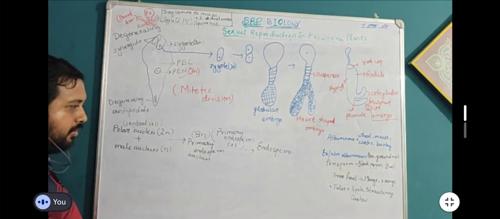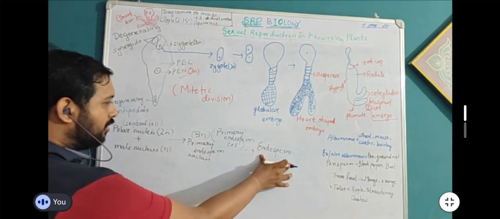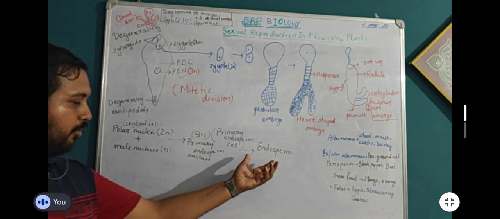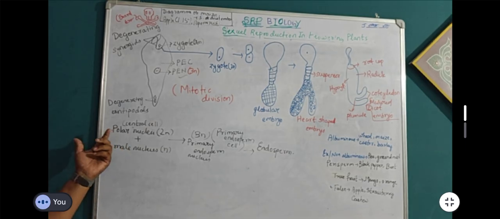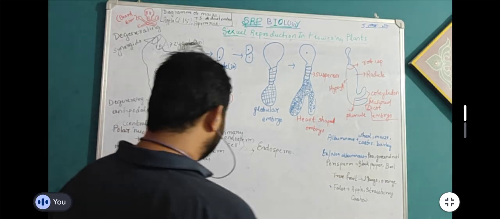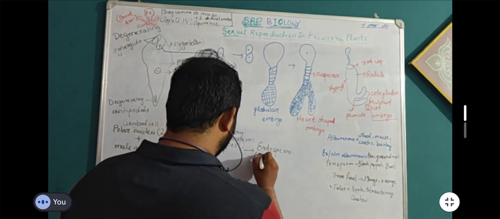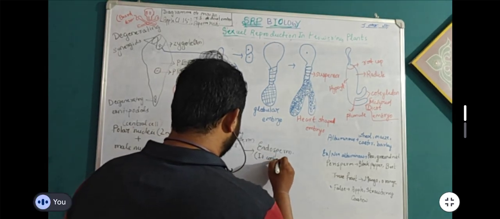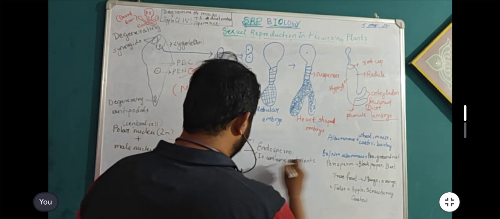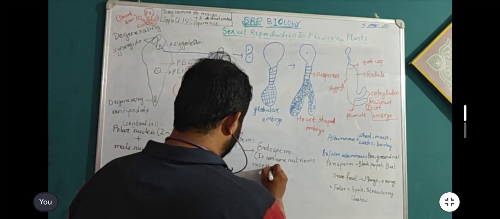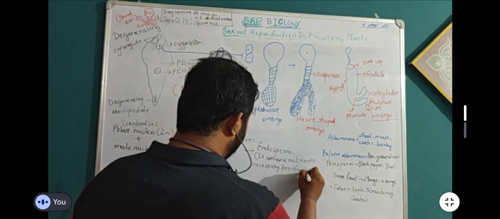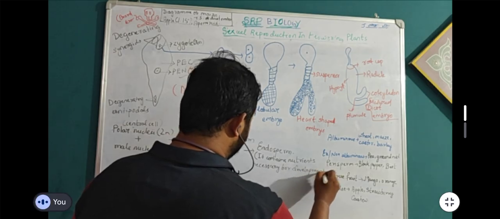So the endosperm is the structure which is the result of a post-fertilization event, developed from the central cell. And it is very important. What is its function? The endosperm contains the nutrients necessary for the development of the seed.